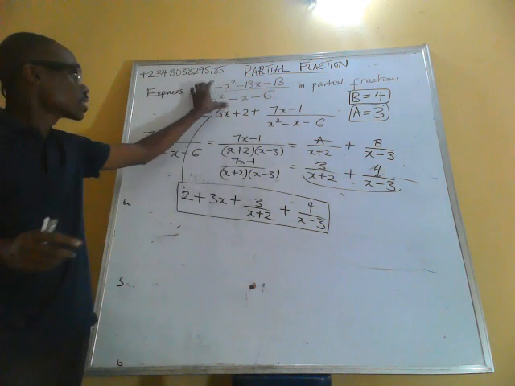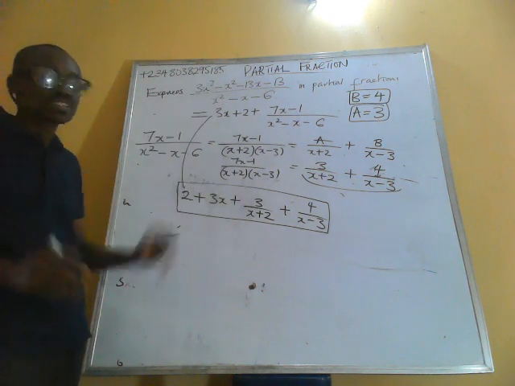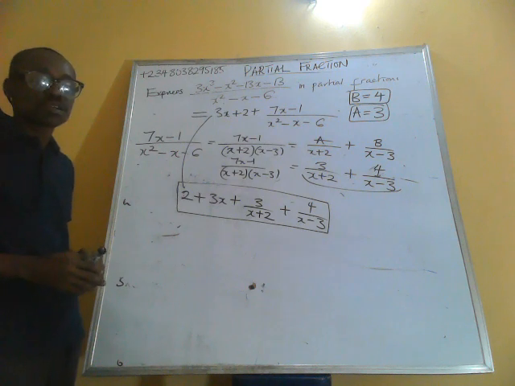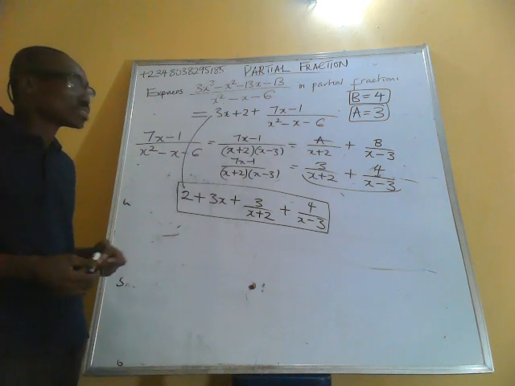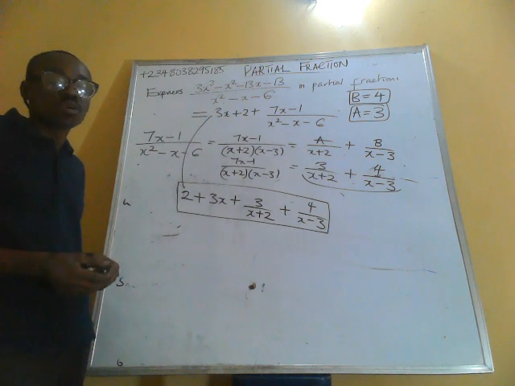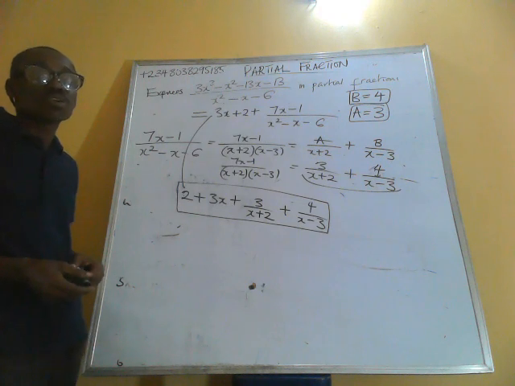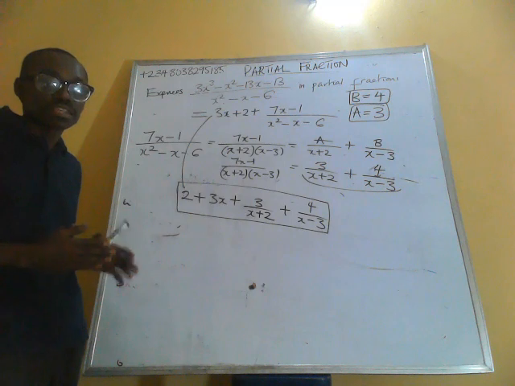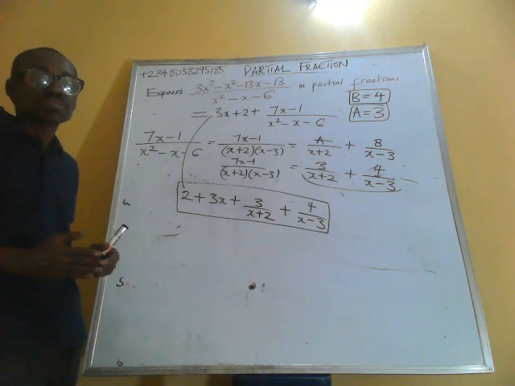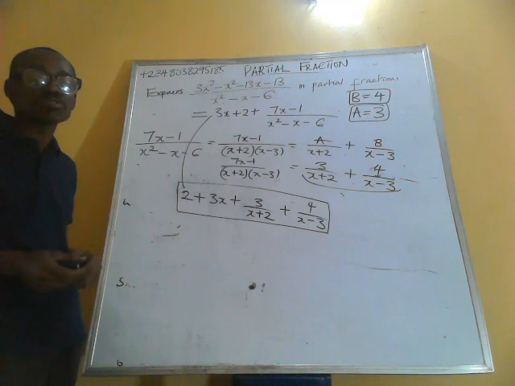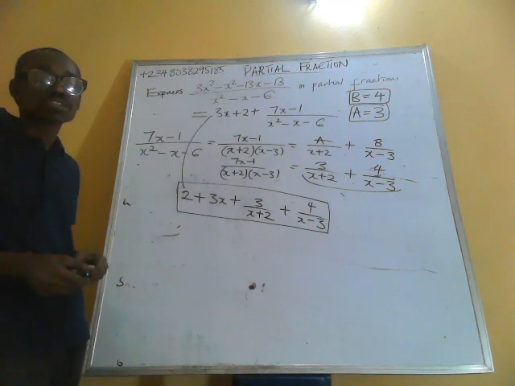We've actually expressed this in partial fraction successfully. So this is lesson 4. In lesson 5, we're going to treat another kind based on a different rule. Another rule is going to come into play. So we're going to treat another type of partial fraction. So watch out for lesson 5.